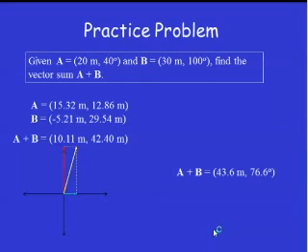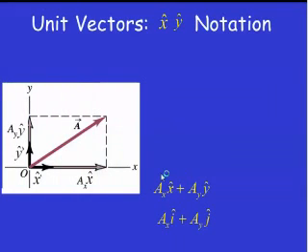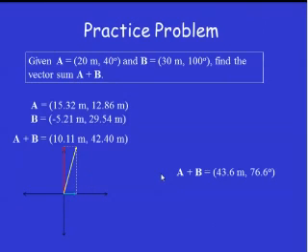So here's the problem. We have a vector A, 20 meters at 40 degrees, and we have a vector B, 30 meters at 100 degrees. We want to find the vector sum, A plus B.